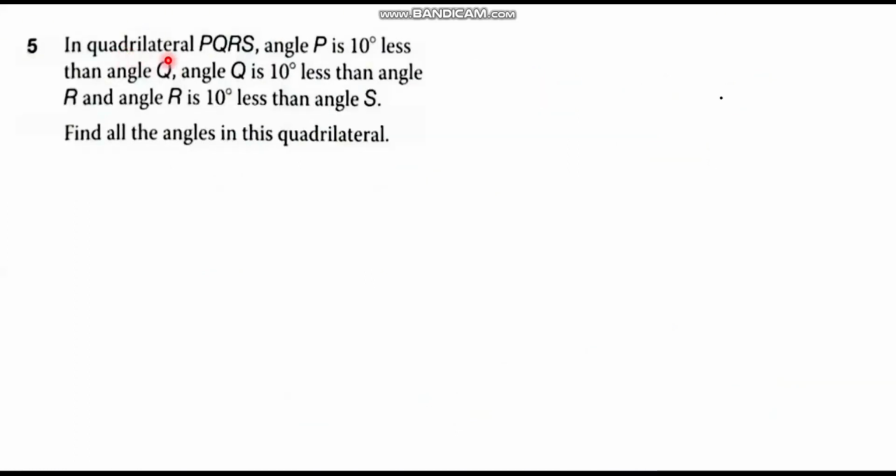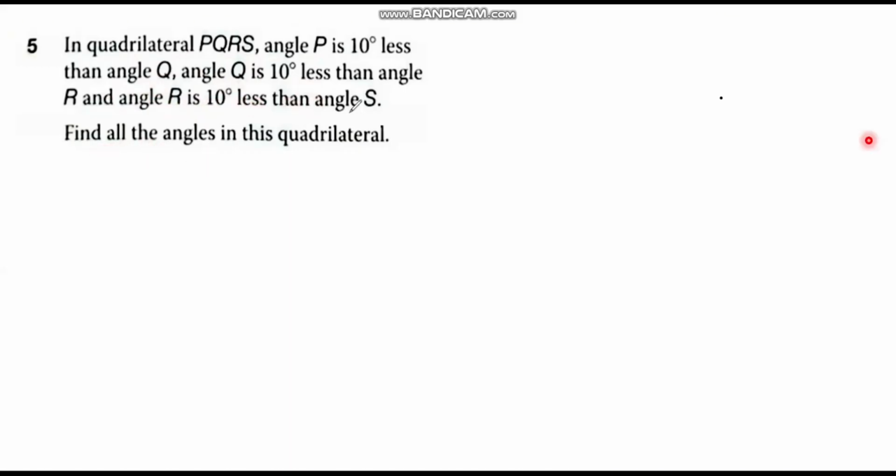Here in question number 5, we are given a quadrilateral PQRS where the angle P is 10 degrees less than the angle Q, and angle Q is 10 degrees less than the angle R, and R is 10 degrees less than the angle S. Find all the angles in the quadrilateral.